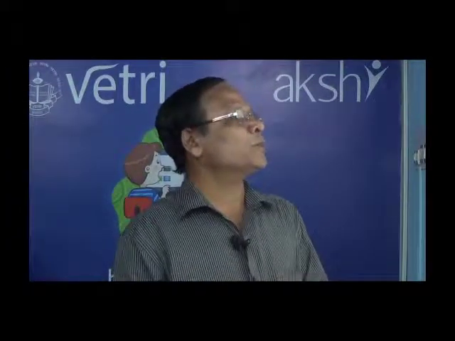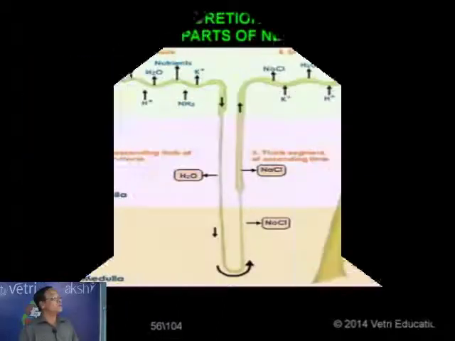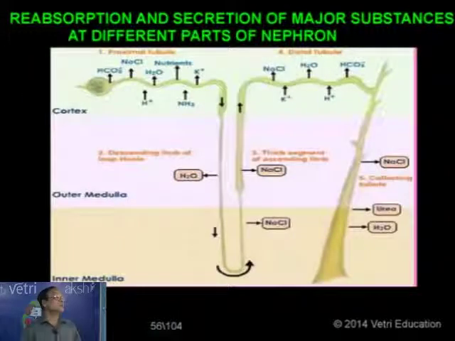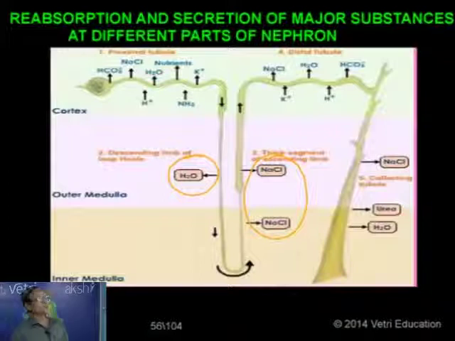So I'll continue with the process of reabsorption and the secretion of major substances. This diagram shows how far the various materials are being reabsorbed and secreted, which I explained in the earlier classes. Now, the descending limb is normally permeable to water, whereas the ascending limb is permeable to various types of electrolytes. That is a major criterion that is responsible for the reabsorption of materials at different levels.